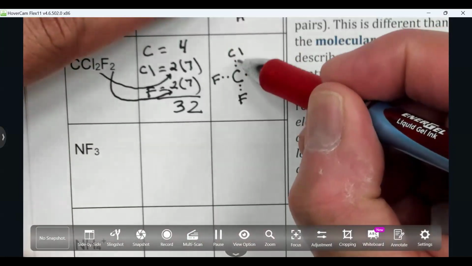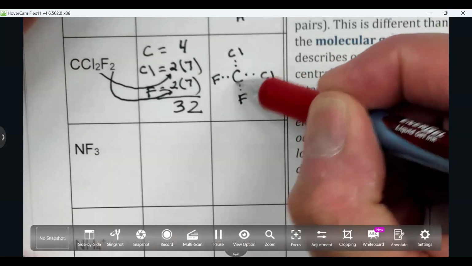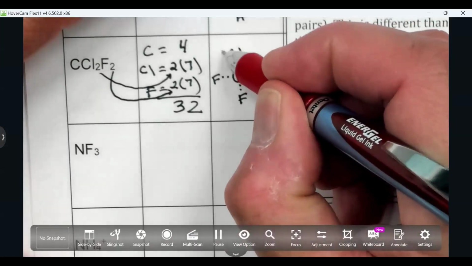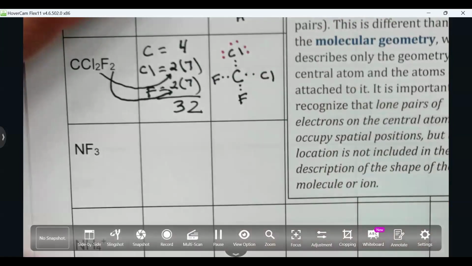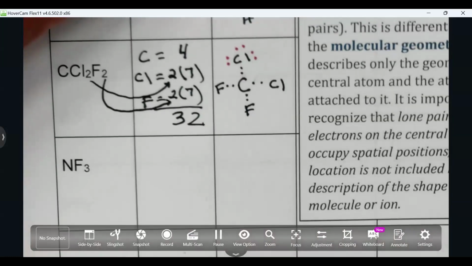This chlorine already has 2 electrons thanks to the way I drew the bond with carbon, yes? So 2, 2, 2, 2, 2. I add 6 more. And if I add 6 more, that chlorine has 8, sharing the 2 bonded in the middle with carbon.